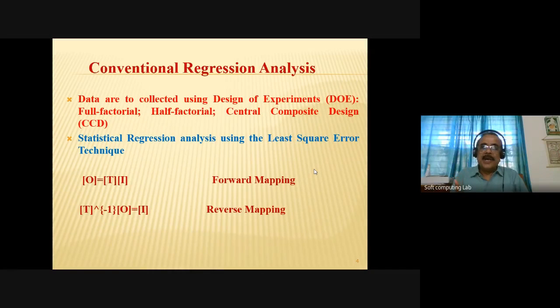That means we want to select a few primary experiments designed in a statistical way. How to design? I'm coming to that. Okay, so that I can put one regression surface as accurately as possible. Are you getting my point? Now, those pillars are selected in conventional or statistical regression analysis following some method. Those are known as full factorial method, half factorial method, central composite method, and so on. There are many other methods.